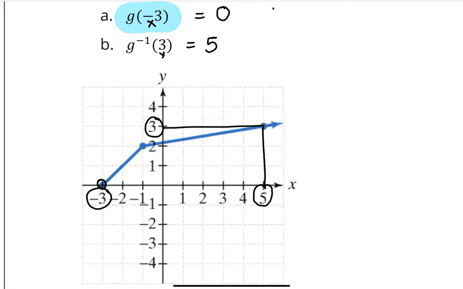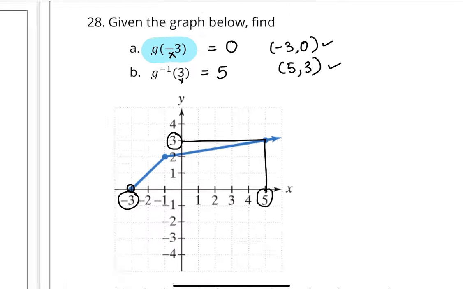Now you have to make sure you put this in the coordinate point and see if that's on the graph. 5, 3, check. Negative 3, 0, check. That means you're on the right track.